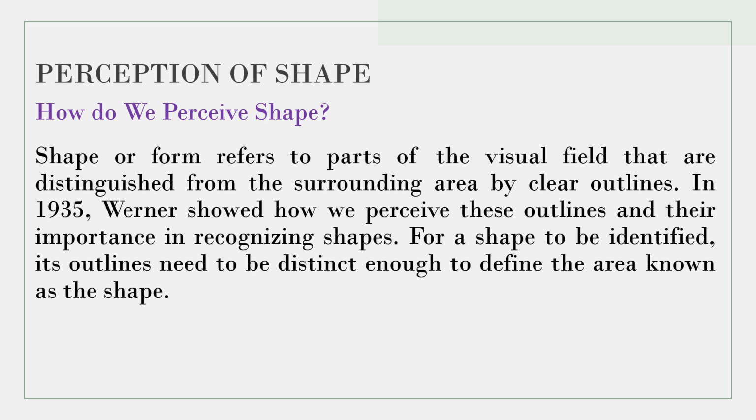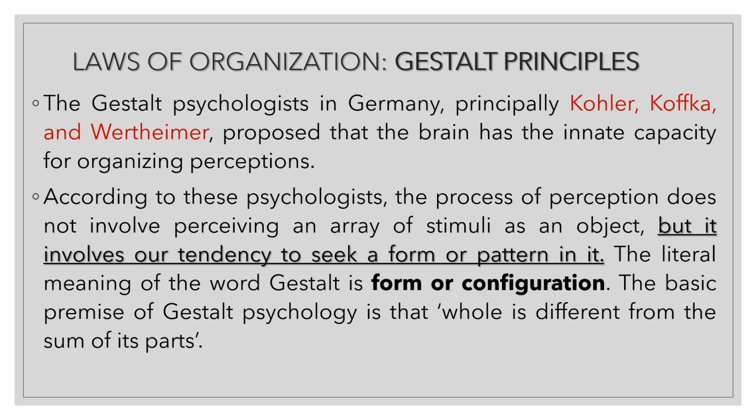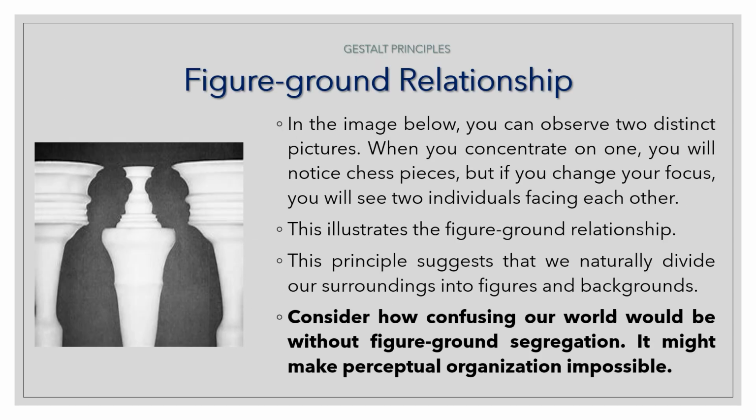So how do we answer this question? By the Gestalt principles or laws of organization. Gestalt psychologists in Germany, principally Kohler, Koffka and Wertheimer, proposed that the brain has an innate capacity for organizing perceptions. Gestalt basically means form or configuration or structure. They gave the figure-ground relationship, like shape and the background area.